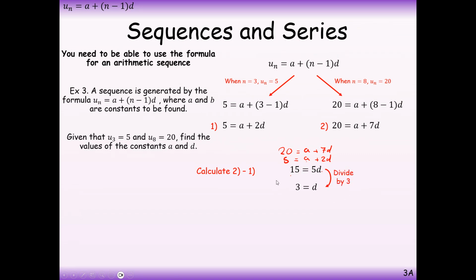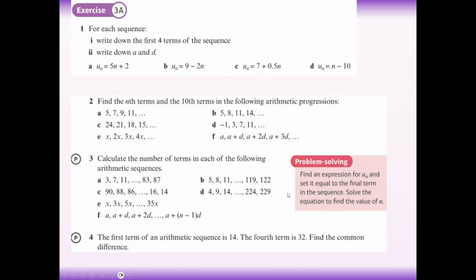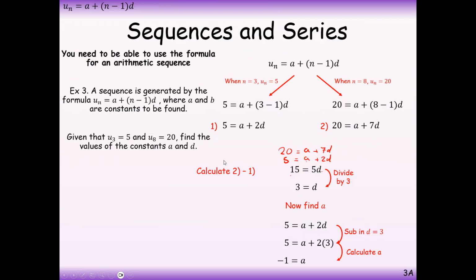You substitute it back into either equation to find a. a will be minus 1. So I hope you found these examples helpful. Just before we go, let's write un. un is therefore minus 1 plus n minus 1 multiplied by 3. Multiplying that out, we get 3n minus 3 minus 1. So in the end, un is 3n minus 4.